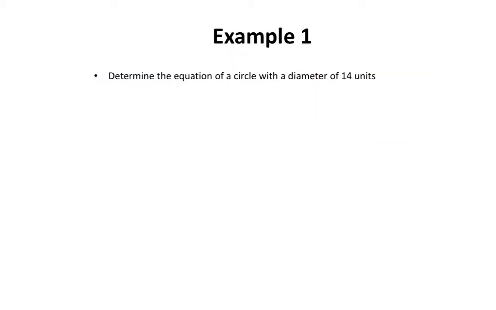In our first example, we want to determine the equation of a circle with a diameter of 14 units. I'm going to circle the important pieces of information: equation and a diameter of 14 units. The equation for a circle is x squared plus y squared equals r squared.